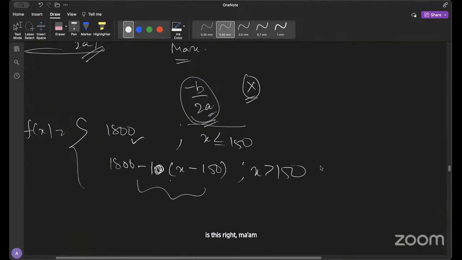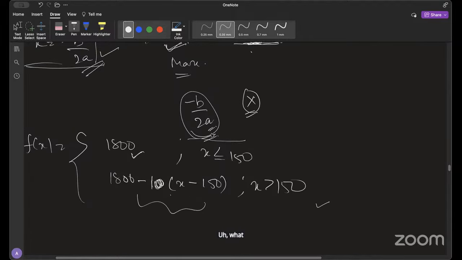I'm asking you, is this approach, can we solve it by this approach? This is not an approach. This is the function. What function is given to us? The price function, the price per item function. Before 150 items, it costs this much per item, and after 150, it costs this much per item.